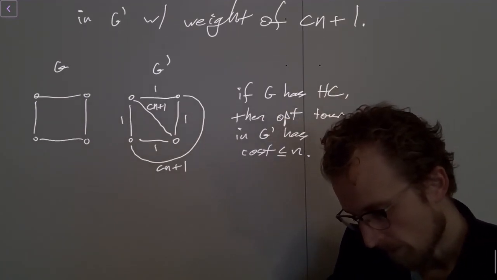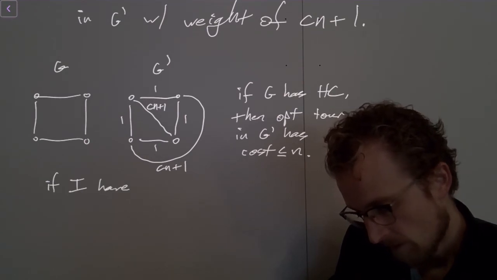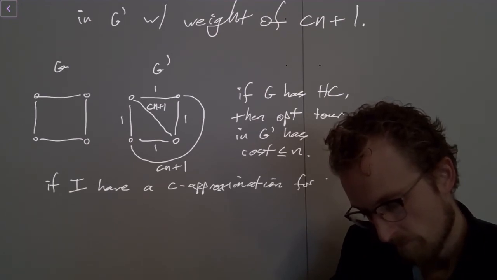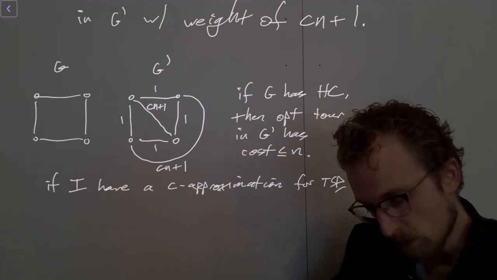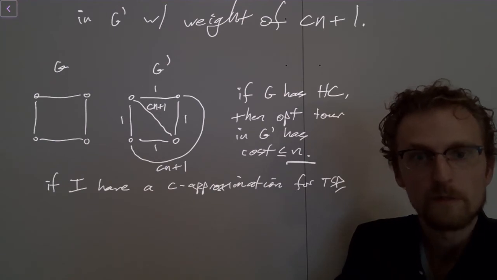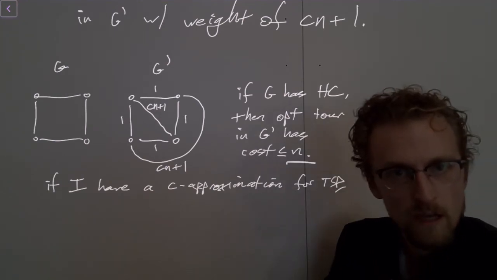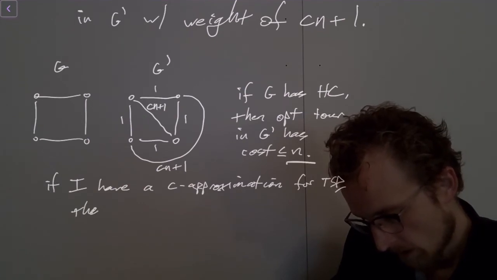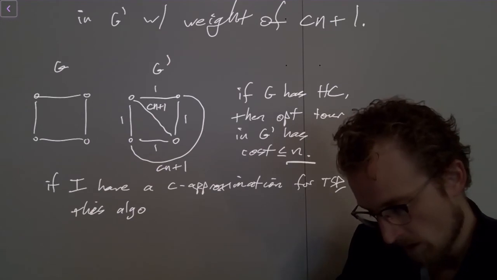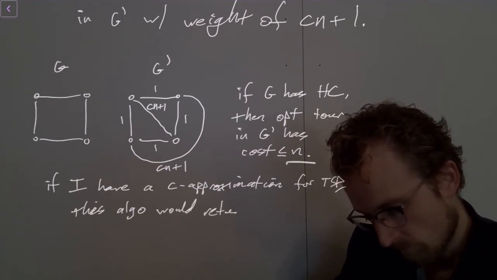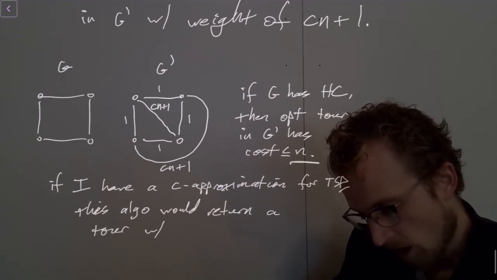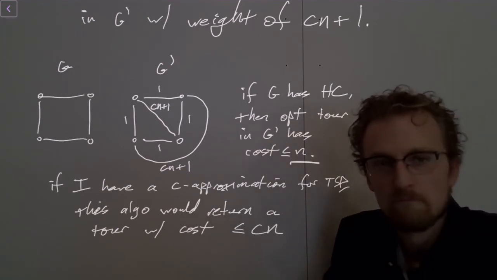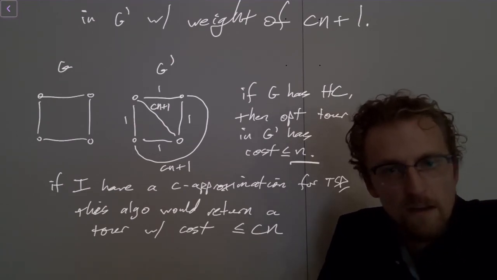Okay, so if I have a C approximation for TSP, what can I say about that? Well, the optimal cost is less than or equal to n, actually. And a C approximation always returns an answer that's within a factor of C. So then this algorithm, this hypothetical C approximation, would return a tour with a cost less than or equal to C times n. So that's settled, that's the definition of a C approximation.